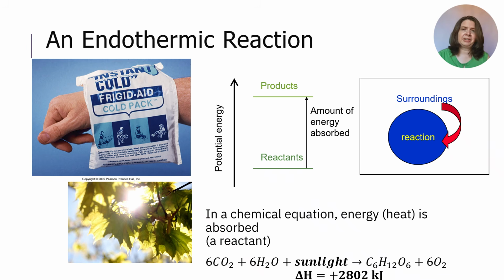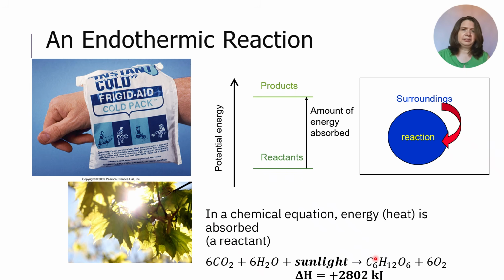An endothermic reaction absorbs energy from the surroundings. The reactants begin with a lower potential energy than the products, and they must absorb energy in order for the reaction to occur. A common example is photosynthesis, where plants use sunlight as the energy source needed to convert carbon dioxide and water into glucose and oxygen.